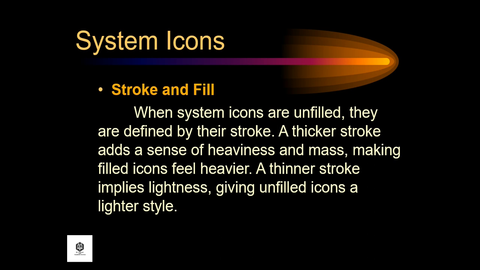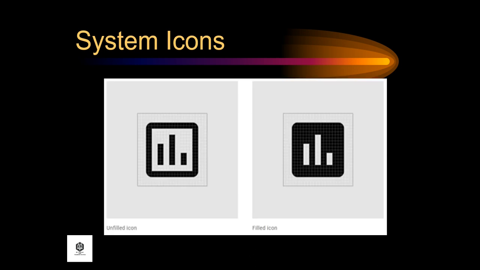When system icons are unfilled, they are defined by their stroke. A thicker stroke adds a sense of heaviness and mass, making filled icons feel heavier. A thinner stroke implies lightness, giving unfilled icons a lighter style. So here's the example image for the unfilled icon and filled icon.